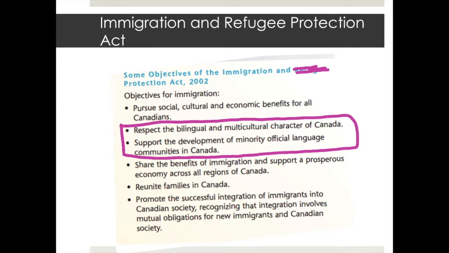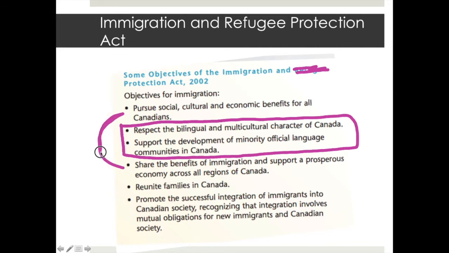Obviously, if we have people coming from countries that speak different languages, this act would have to help to produce communities where that language and the transition from that language into English, if they choose, would be supported as well, right? Once again, minority official language communities recognized in our charter. And then the other ones are a little bit more specific. So just share the benefits of immigration and a prosperous economy kind of ties back into the first one again.